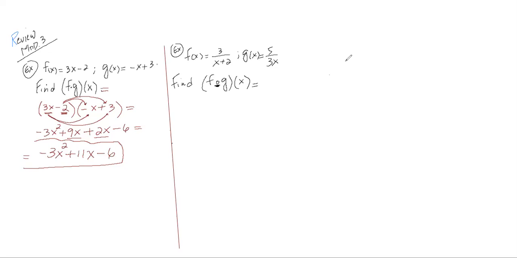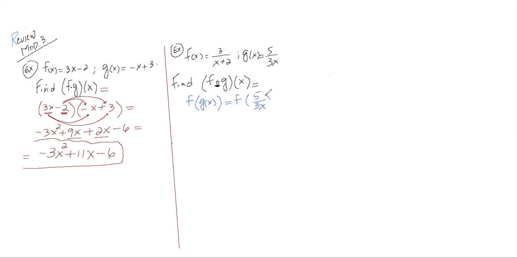All right, so can you tell me what I need to do, please? I'll tell you the first step is f evaluated at g of x. Now you tell me the rest. Can you? I think it is 3 over, in parentheses, 5 over 3x, in parentheses. And then plus 2, right?